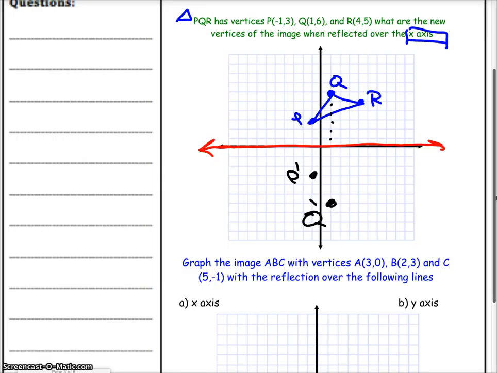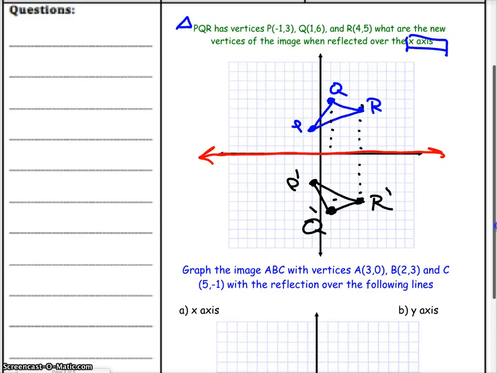R is 1, 2, 3, 4, 5. So R prime is going to be 5. 1, 2, 3, 4, 5, R prime. It is flipped. Try to envision. See when I flip it, vroom, that Q is going to come down. That's what the flipping is like.